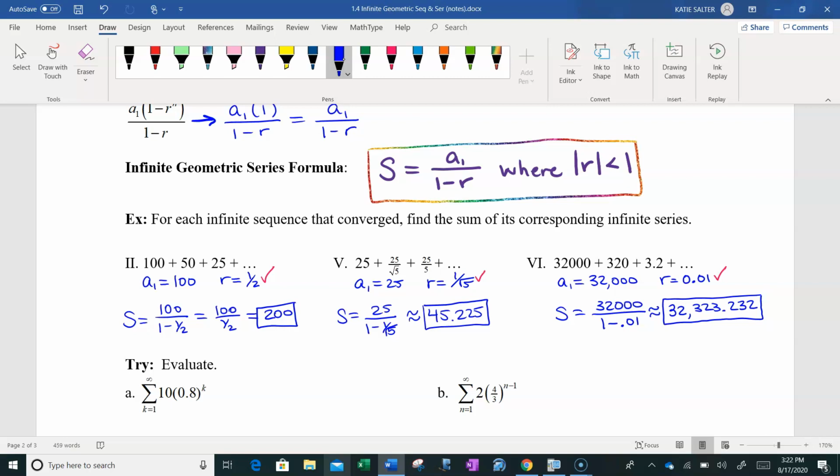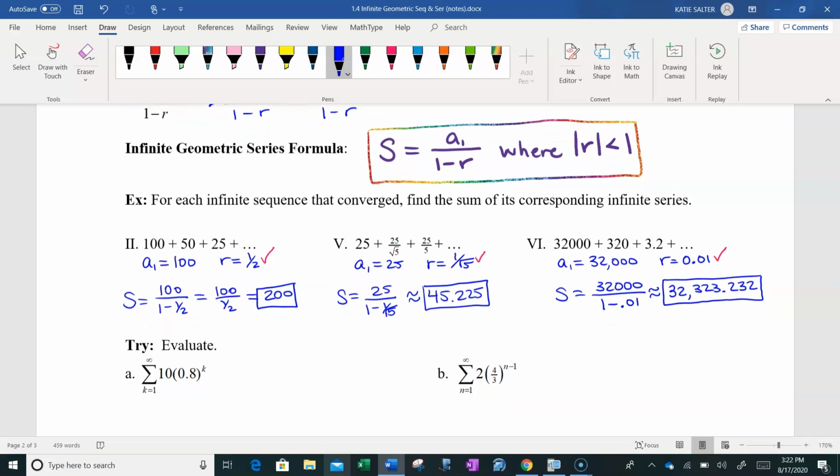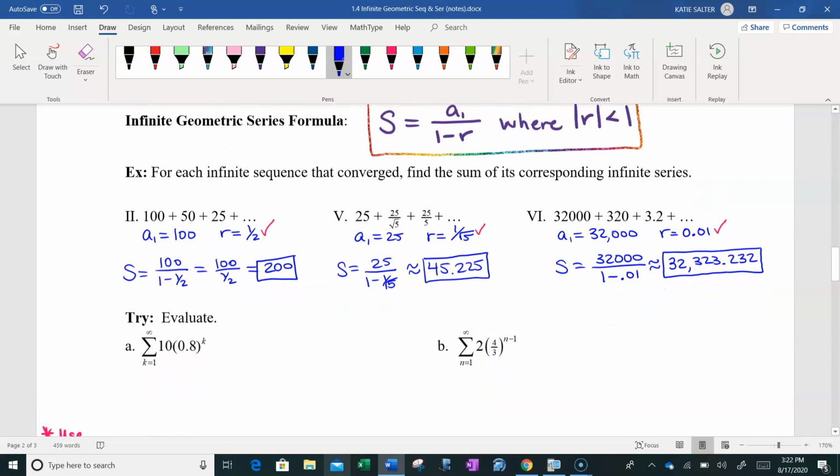Do not assume the first term is 10, because it might not be, or 2 in the second one. How we know in this case that we're doing an infinite geometric series and not just a partial sum is because at the top it says to infinity. Be careful. Don't immediately pop into your new formula. You always have to check and make sure that r is a number between -1 and +1.